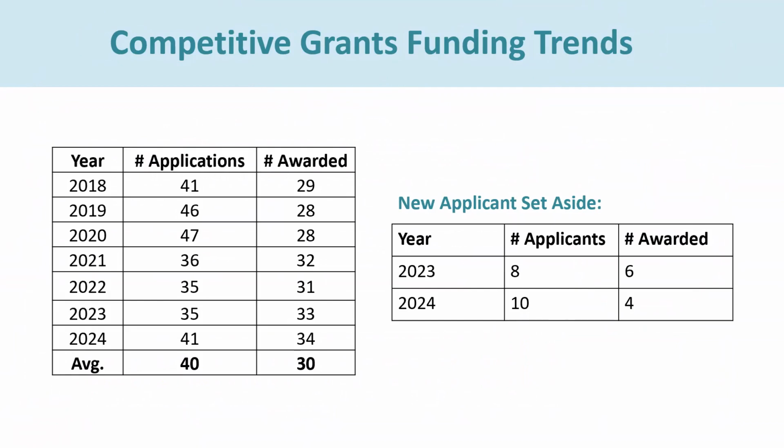And then since 2023, we've also been doing a new applicant set aside. So we set aside funding for 5 projects to go to tribes that have not received a grant in the past 5 years. We are seeing trends of just a lot of similar tribes getting these grants annually. And so we wanted to create an opportunity for folks who hadn't come in for this program, either never or haven't gotten a successful application before, to have that opportunity to be involved in this pot of funding.